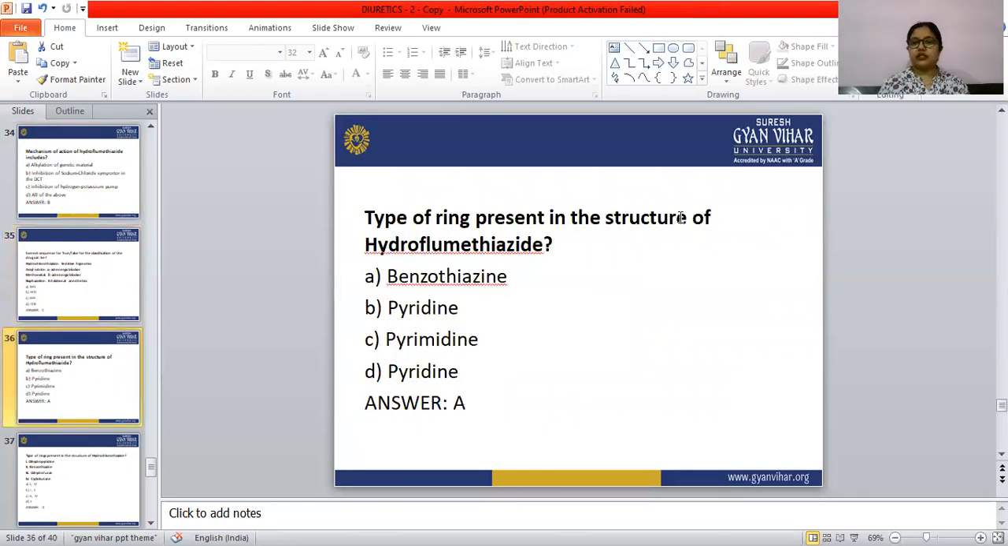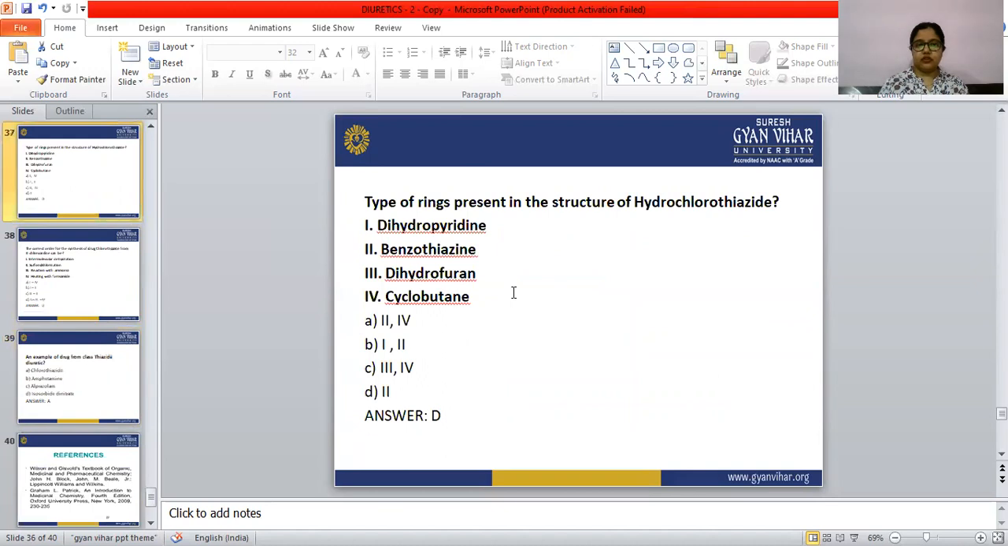Type of ring present in the structure of hydrochlorothiazide: because these drugs all come under the thiazide diuretics, the ring in these drugs is the benzothiazine ring. So the answer is D.